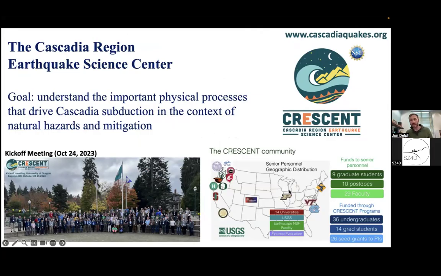So I'm happy to say that at least at the beginning of Crescent, I was the only university located within the craton of North America studying these subduction zone systems. We've expanded since then through seed funding and other personnel to have more universities in the Midwest here. And we're always looking to bring more people into this community. I think we currently have seed grant opportunities out. So if you're interested in expanding into Cascadia research, please do look into that.